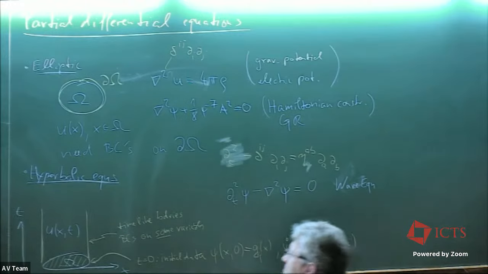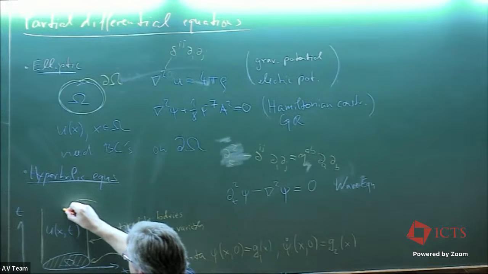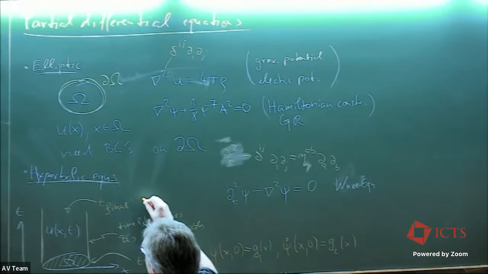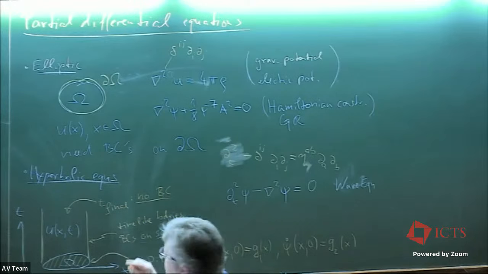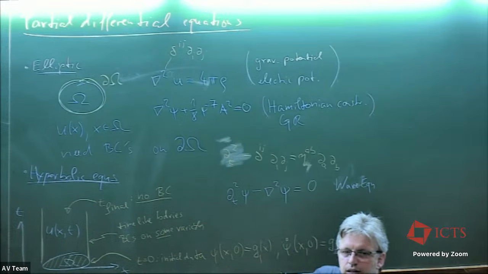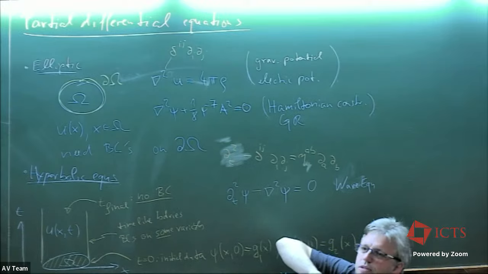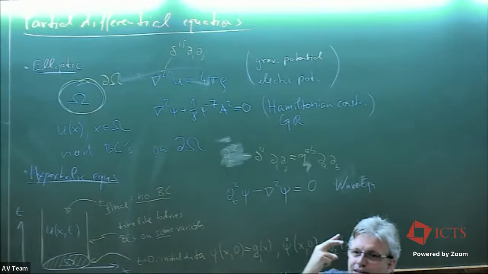And finally, at the end, up here, at t final, we have no conditions at all. So the system here is highly different from the elliptic equation. For elliptic equations, you have one boundary condition all the way around.